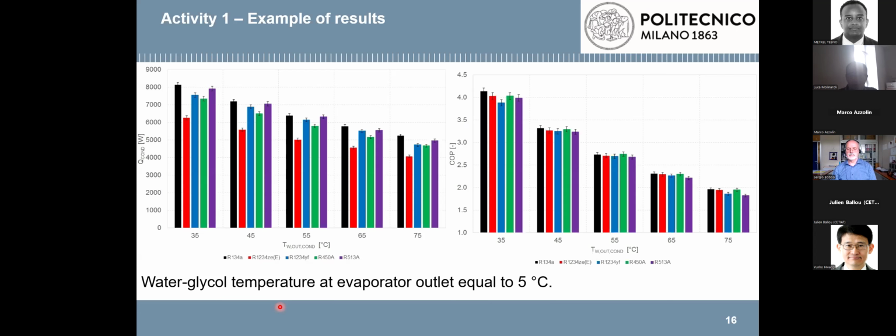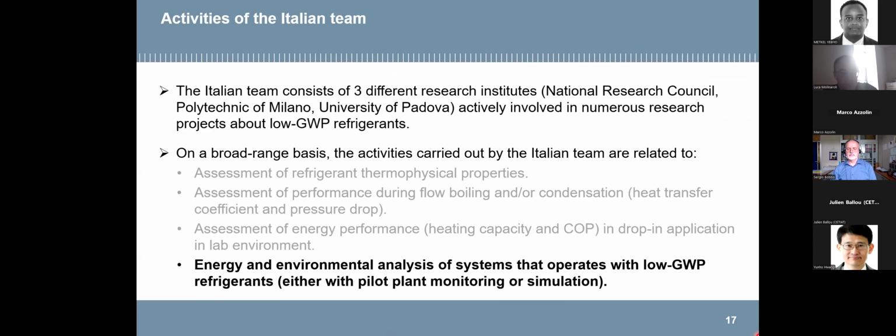If we look at the COP, so the figure on the right, we see that the performance of the refrigerants is very similar. The refrigerant that has the closest performance to the baseline is the R450A, so the green bar, whereas the refrigerant that has the lowest performance, even if the difference is not very high, is the 1234YF. And that's all for the performance at the system level in the lab environment. Now, Sergio for the last research activity and then the conclusions.